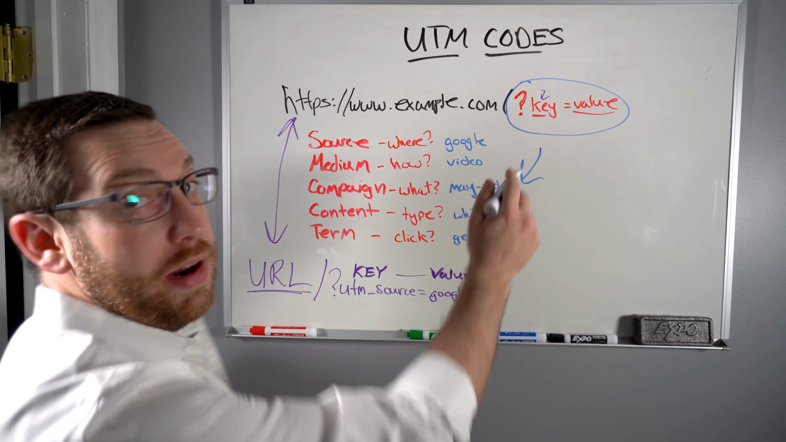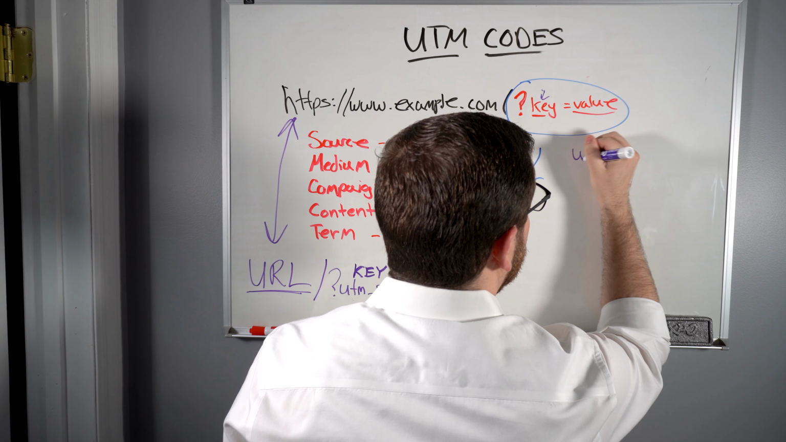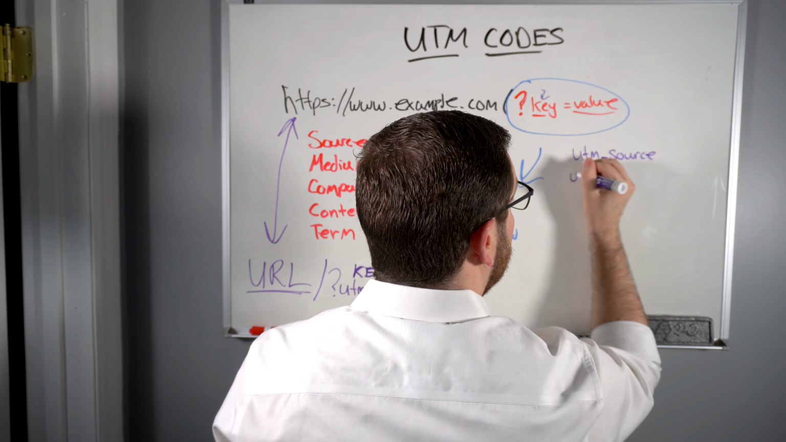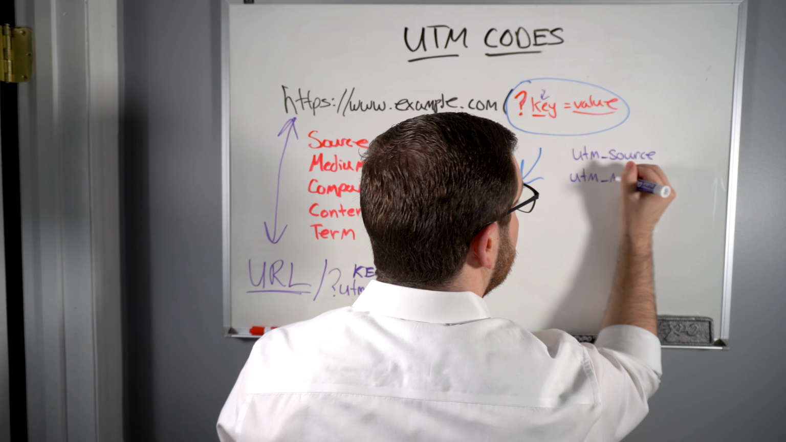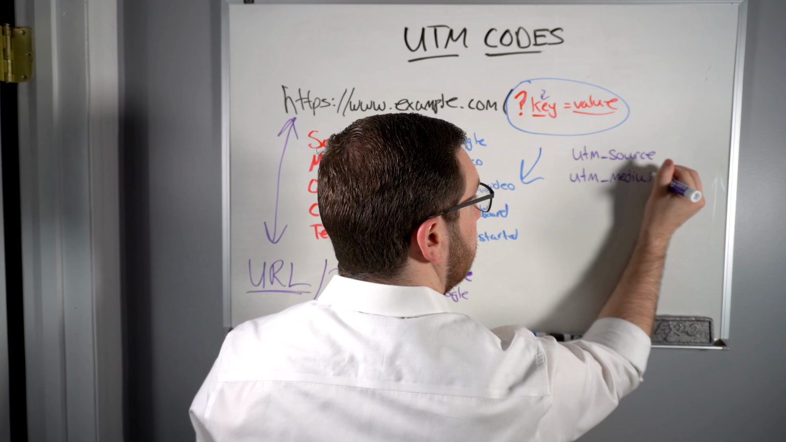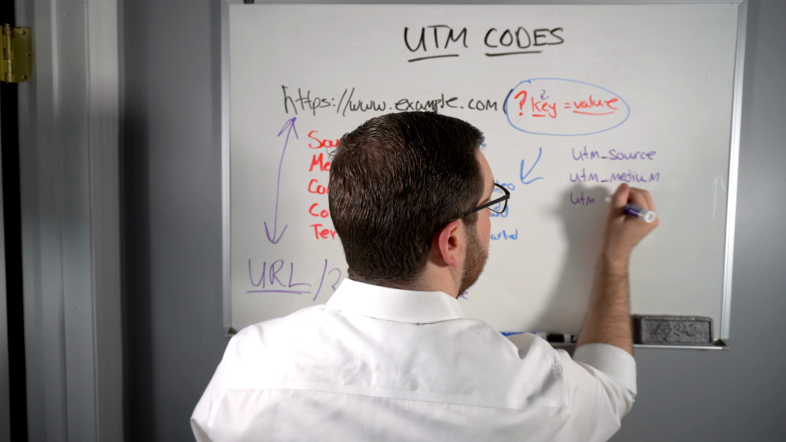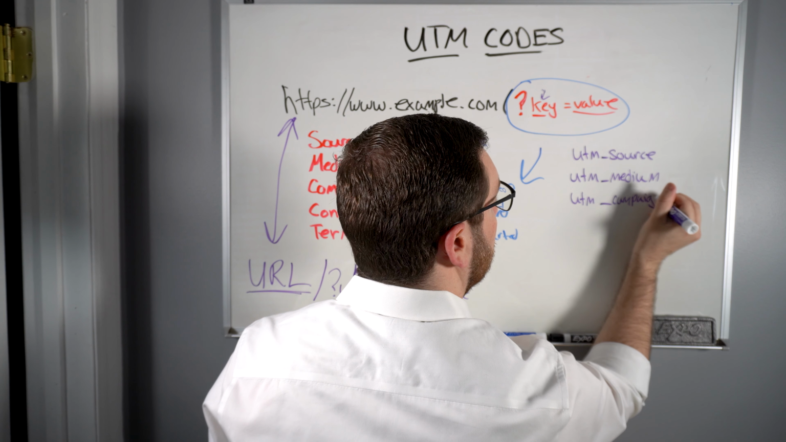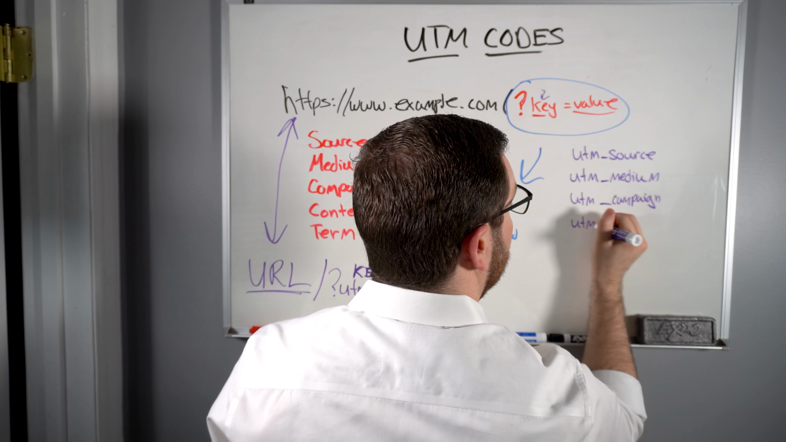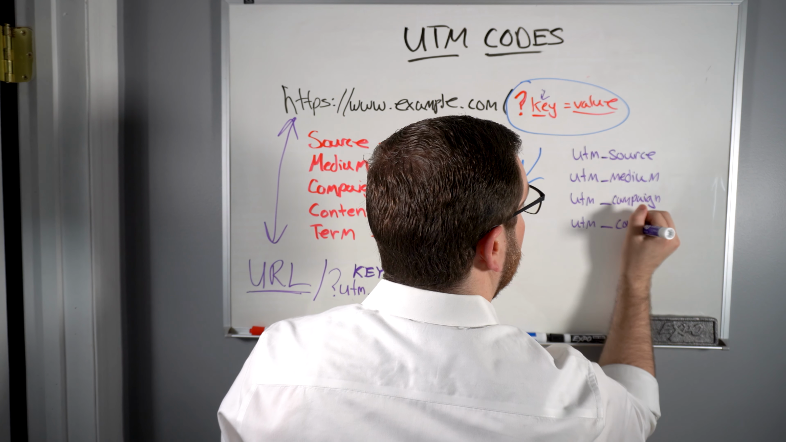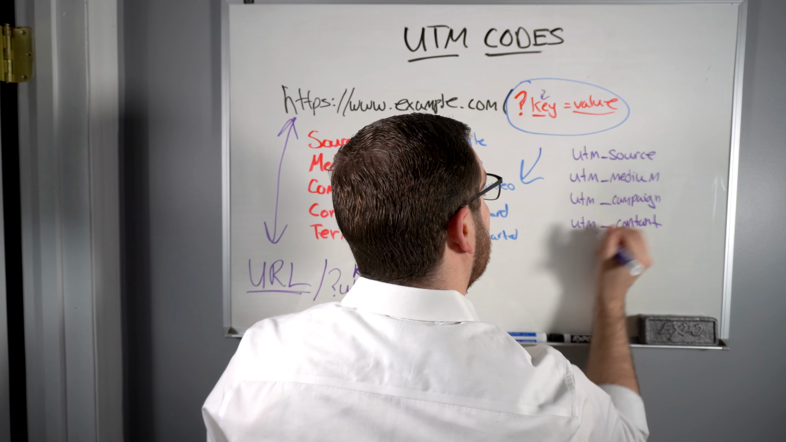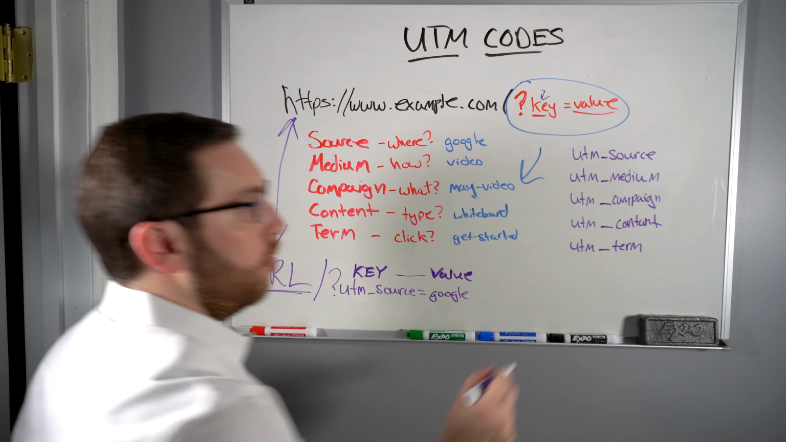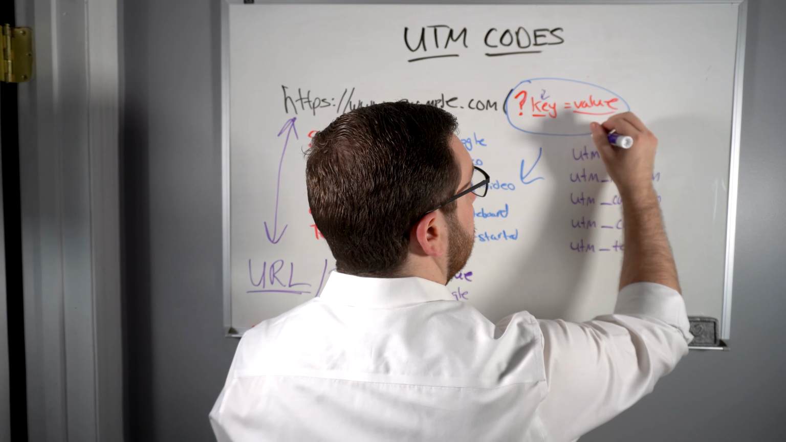So I'm going to write them out here. If you want to write them down, you have utm_source. You have utm_medium. You have utm_campaign. And you have utm_content. And you have utm_term. So these are the different keys. So let's write out keys.